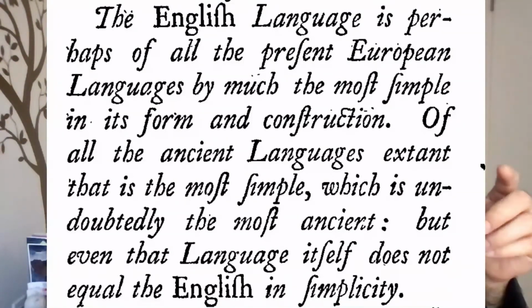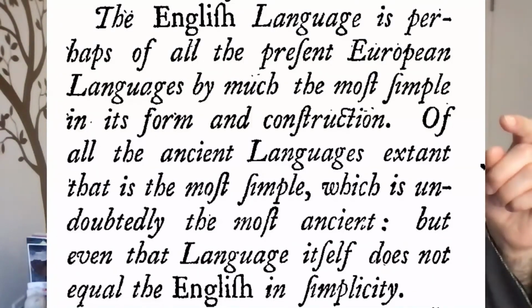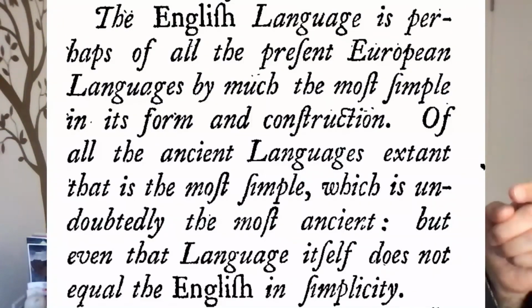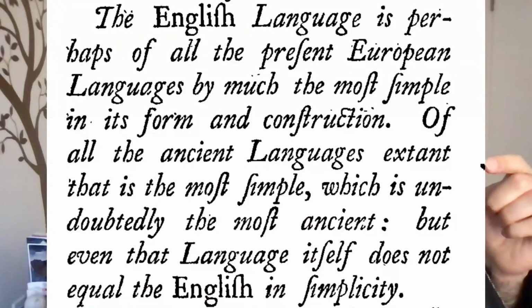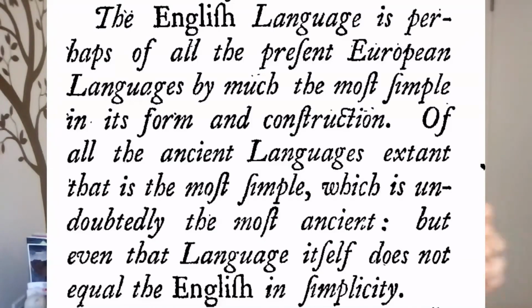Wait, then we think, shouldn't it be, of all the ancient languages extant, the most simple? And then we think, wait, what? And above all of that, Lowth never specifies which language he means. The most ancient. Is it Biblical Hebrew? Is it Greek? Both choices would be justifiable given his array of citations later in his book.